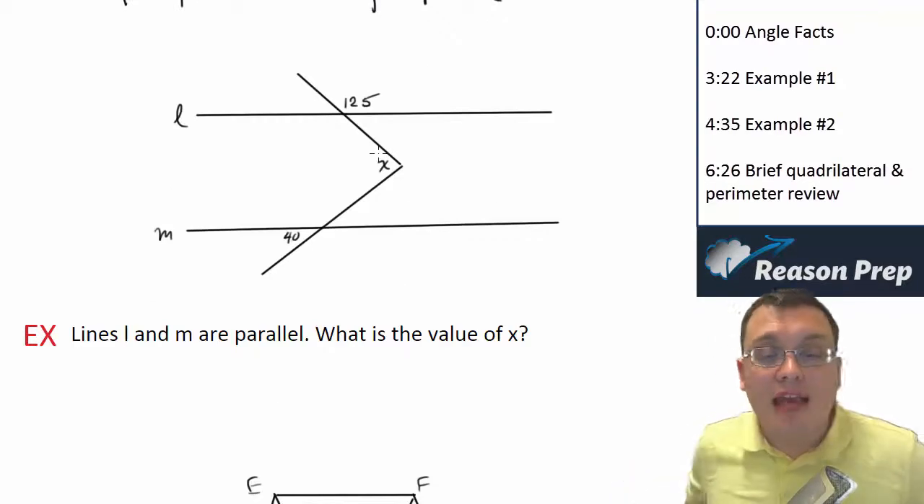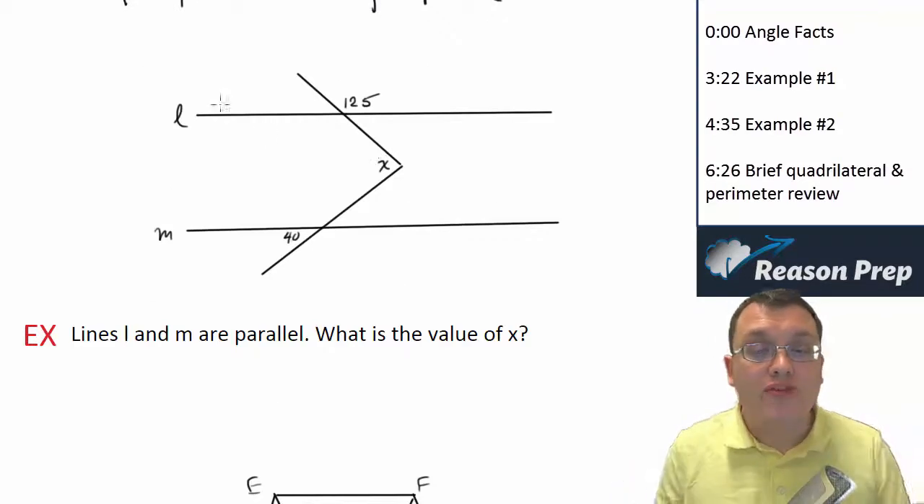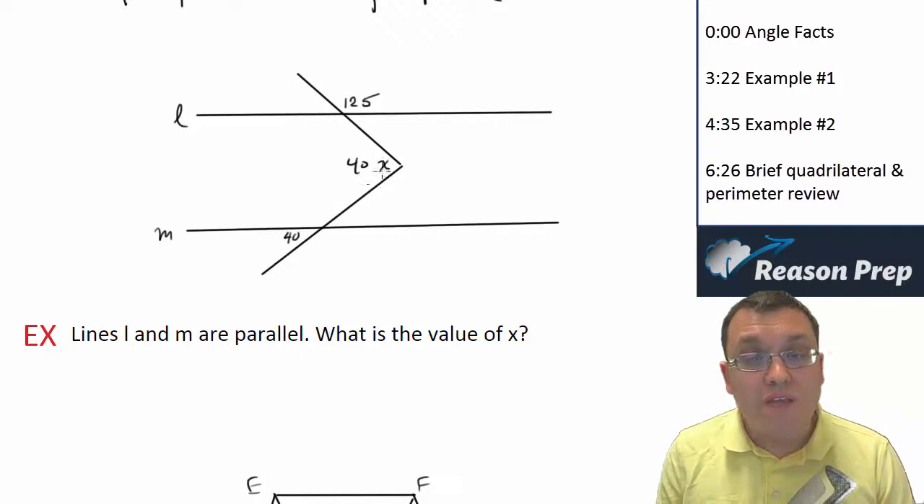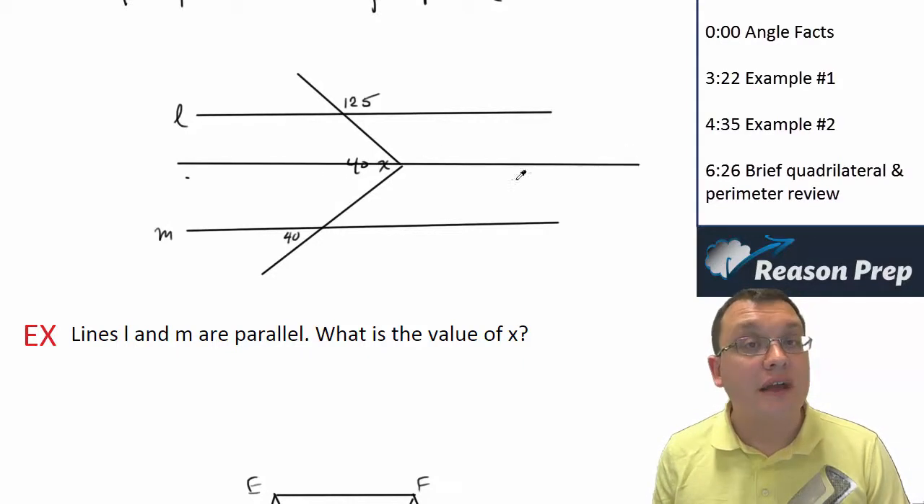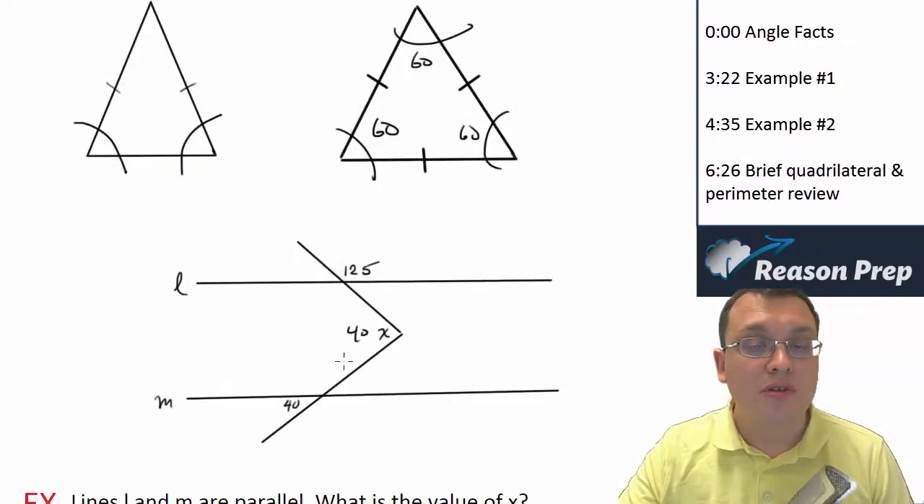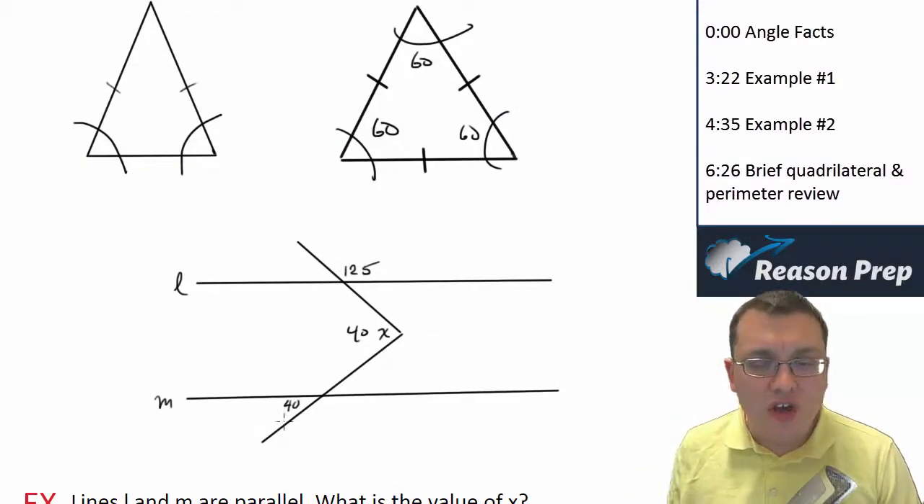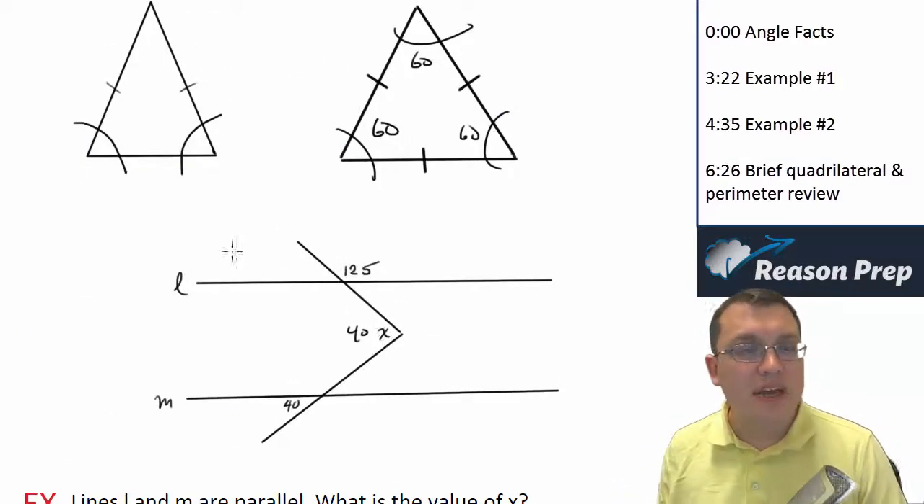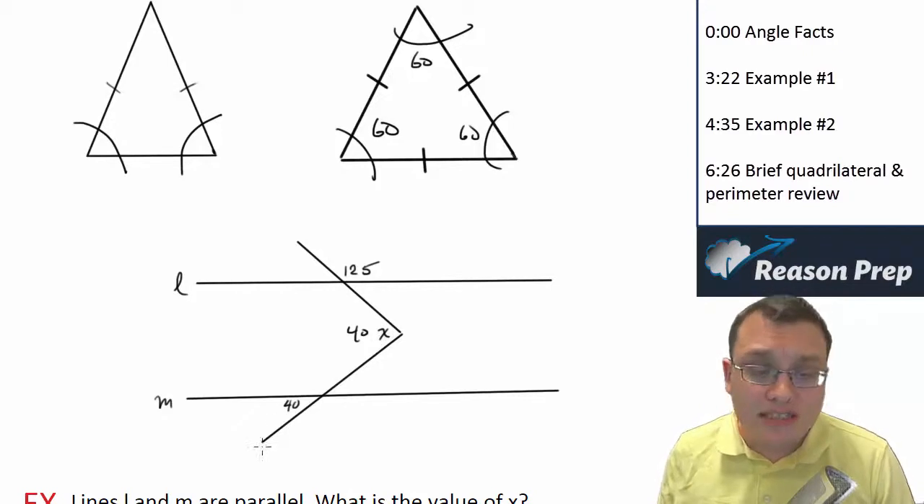So line L and M are parallel. What is the value of x? You cannot make this 40 because this does not have that line there, right? This is not the transversal situation which we saw here. It's a little bit different. You almost have like two lines, two different transversals meeting here. What you can do in this case is let's extend this line.